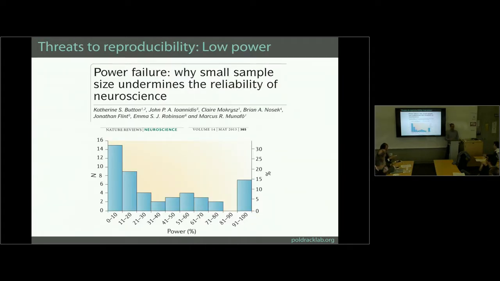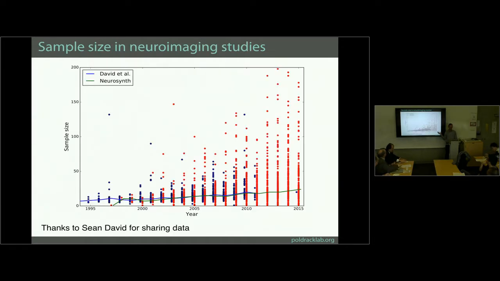We also know that overall in neuroscience, this paper by Kate Button and colleagues looked at, in particular, structural imaging and animal neuroscience studies and found that overall the level of statistical power is really low. I was able to grab some data from Sean Data to look at sample sizes and how they've changed over the last 15 years in neuroimaging.